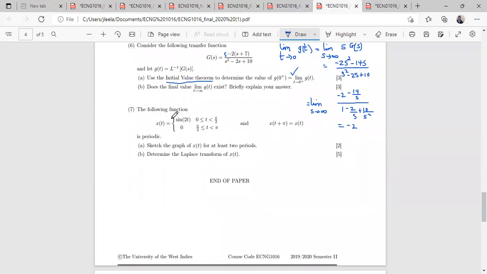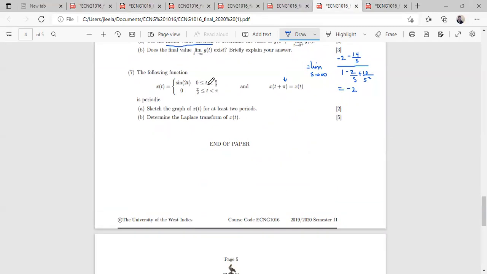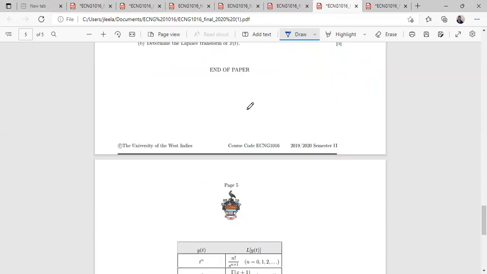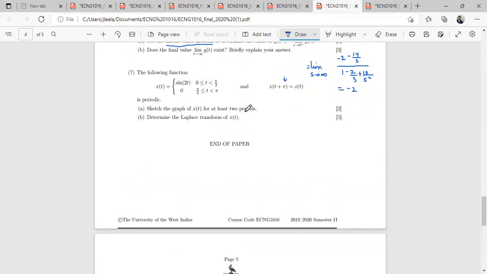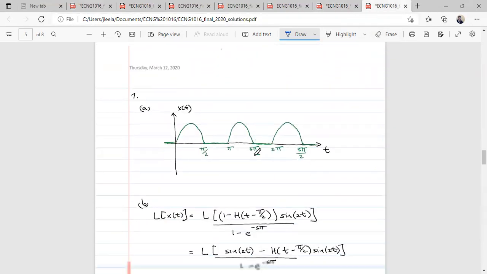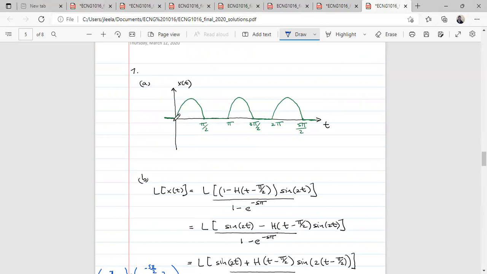All right, the following function is a periodic function, and the period here is pi, right? So you have sine 2t for t between 0 and pi over 2, and then 0 for t between pi over 2 and pi. Sketch the graph for at least 2 periods. Between 0 and pi over 2, this is your graph here, sine 2t. Between pi over 2 and pi, it is defined to be 0. And so that will be 1 period. From here to here is 1 period.